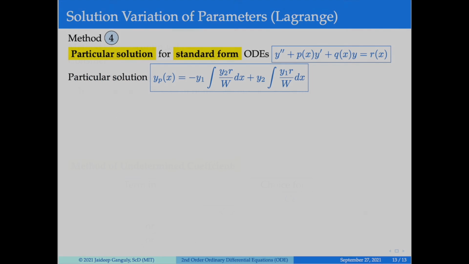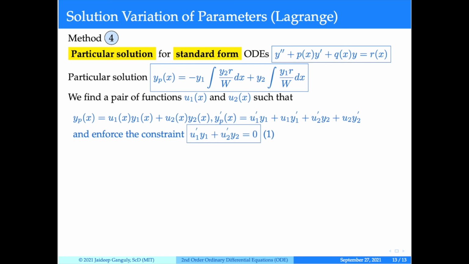We now establish a formal method for determining the particular solution. If y1 and y2 are known solutions to the homogeneous equation, we define a particular solution in terms of two functions u1, u2, and y1, y2, and enforce the constraint of equation 1.